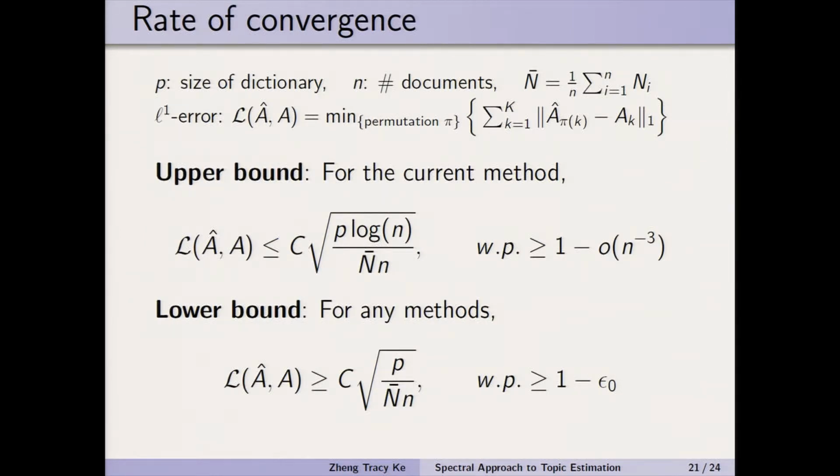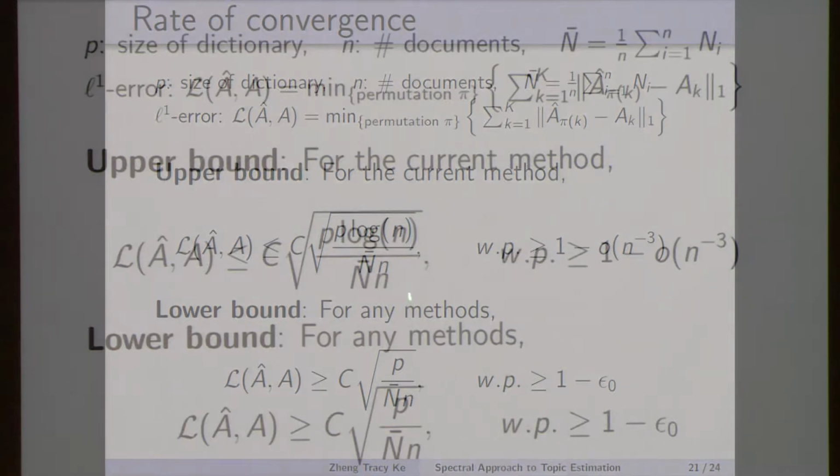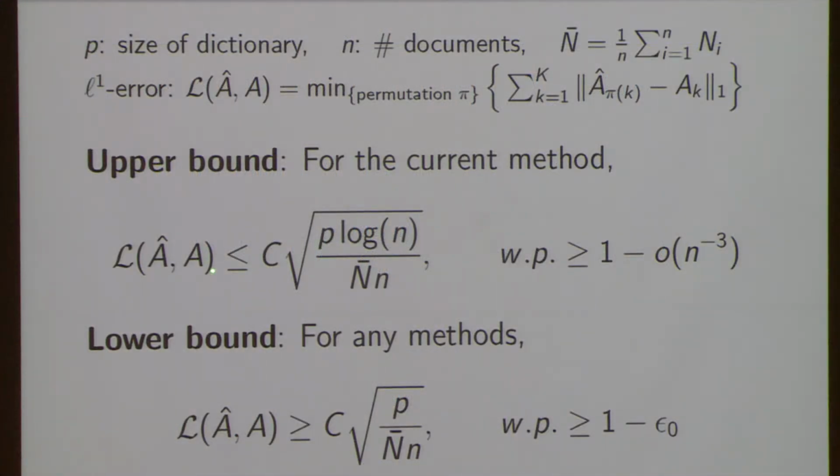The loss function we use is the so-called L1 estimation error, and the permutation is there because you can label the estimated topics arbitrarily. Our results have two parts. First, we show that for any parameter settings, the error rate of our method has an upper bound. In the second part, we show that for any method, there always exists a certain parameter setting such that the error rate has a lower bound.